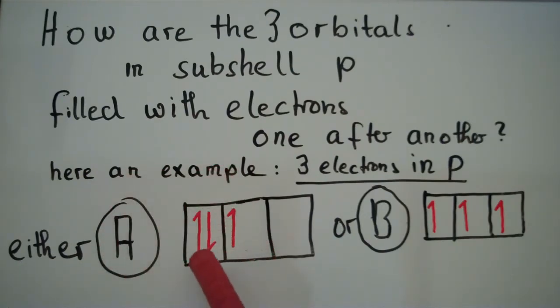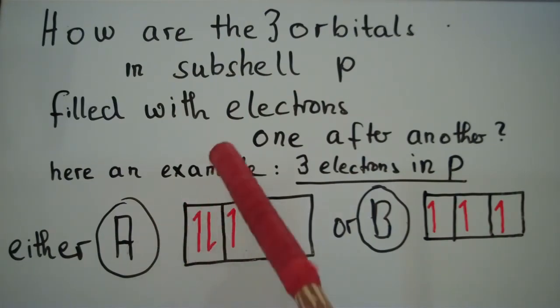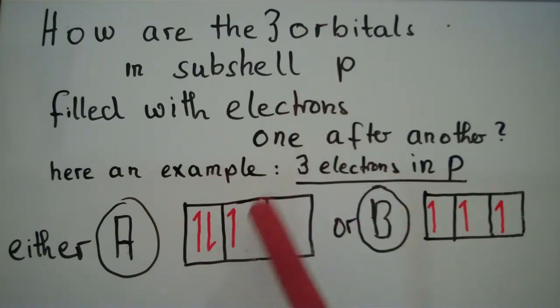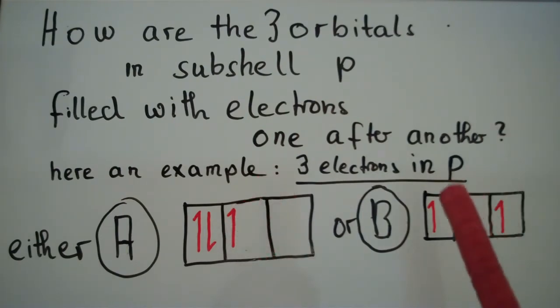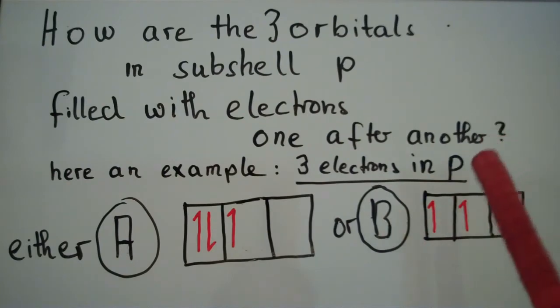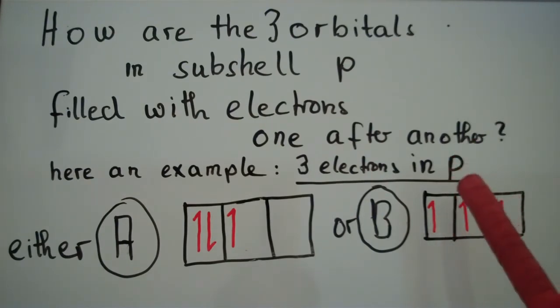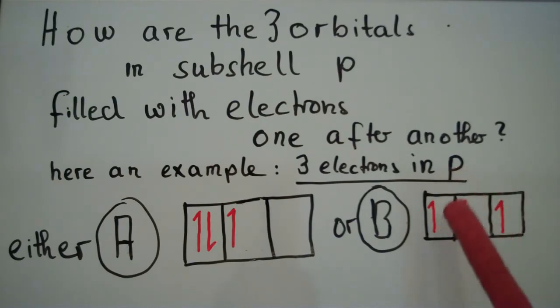A: first orbital 1 filled with 1 electron with a clockwise spin, and then a second electron with a counterclockwise spin, and the third electron goes into the second orbital. Or all the orbitals, this is case B, are filled first with 1 electron with a clockwise spin, and then the 4th electron would go into the first orbital with a counterclockwise spin. So those are the 2 possibilities, and nature decided either A or B.